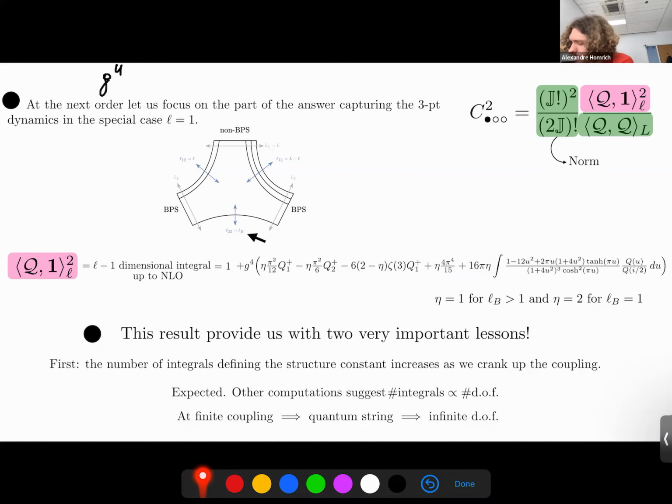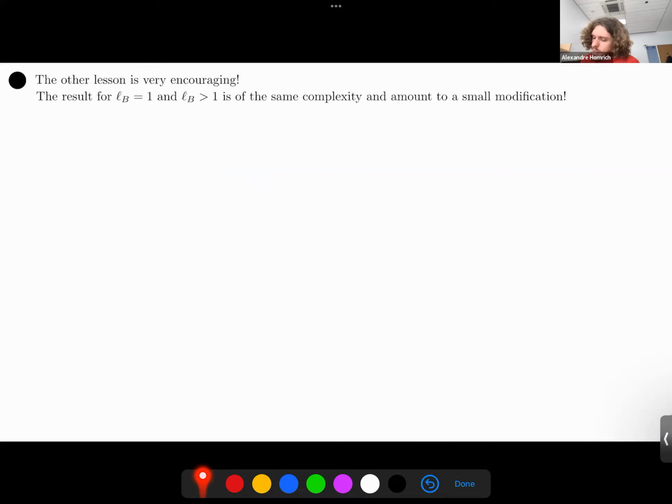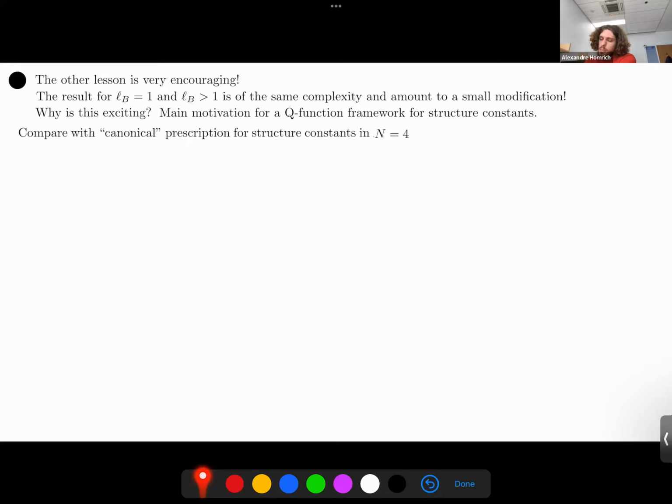lesson that follows from that is suggested by this result, which is that the result for L bottom equals 1 and L bottom greater than 1 is really of the same complexity and amounts to a small modification of the zeta parameter from 1 to 2. So why is this exciting? It's actually one of the main motivations to look for this Q function framework for structure constants. So to understand that, let's compare the computation we've performed so far with the canonical prescription for computation of structure constants in N equals 4 SYM.